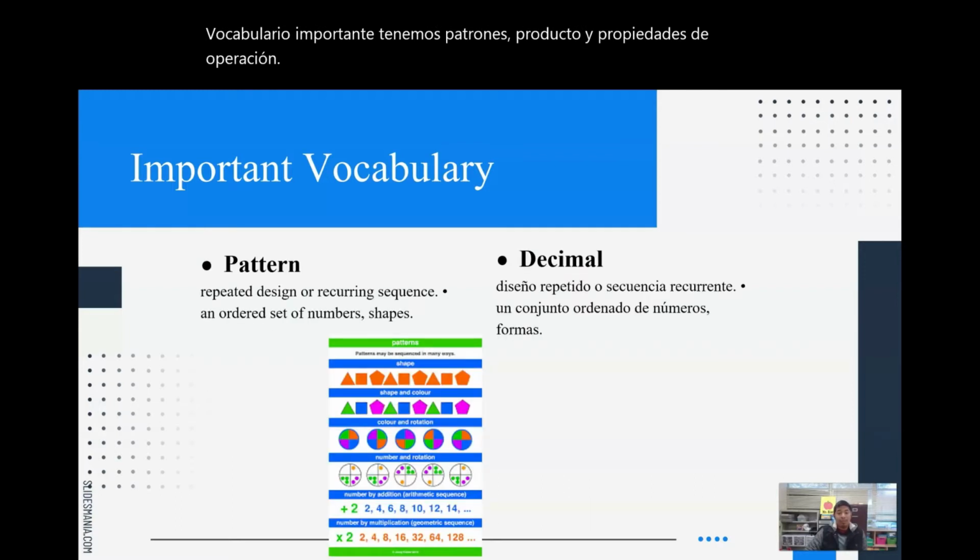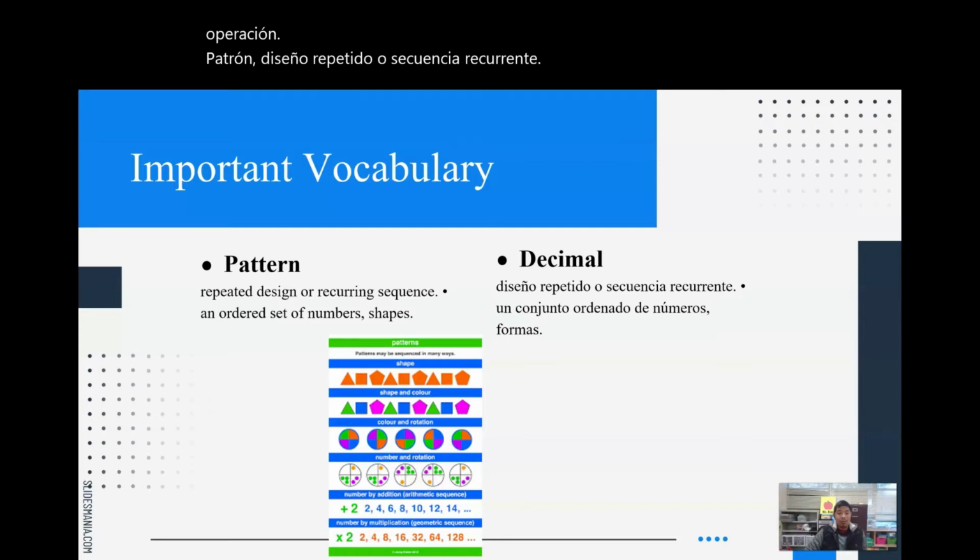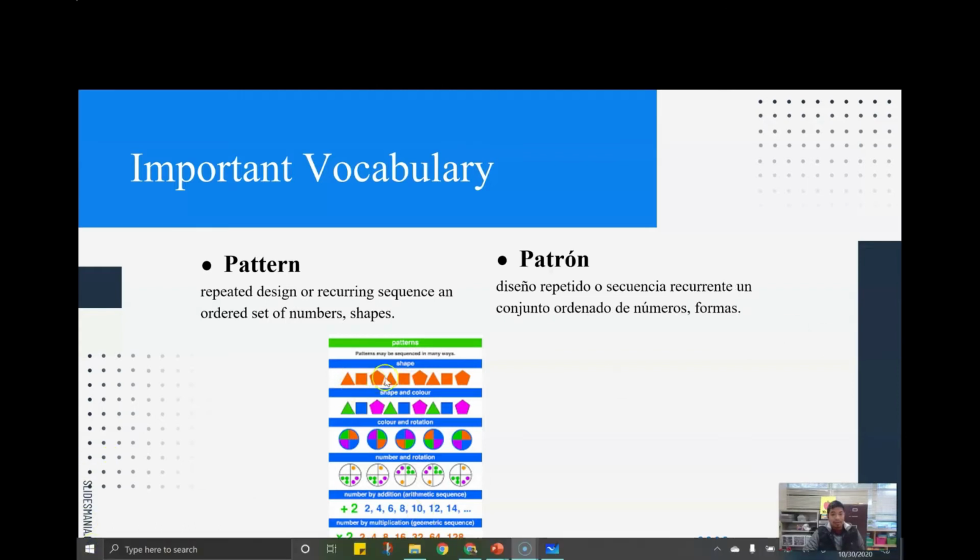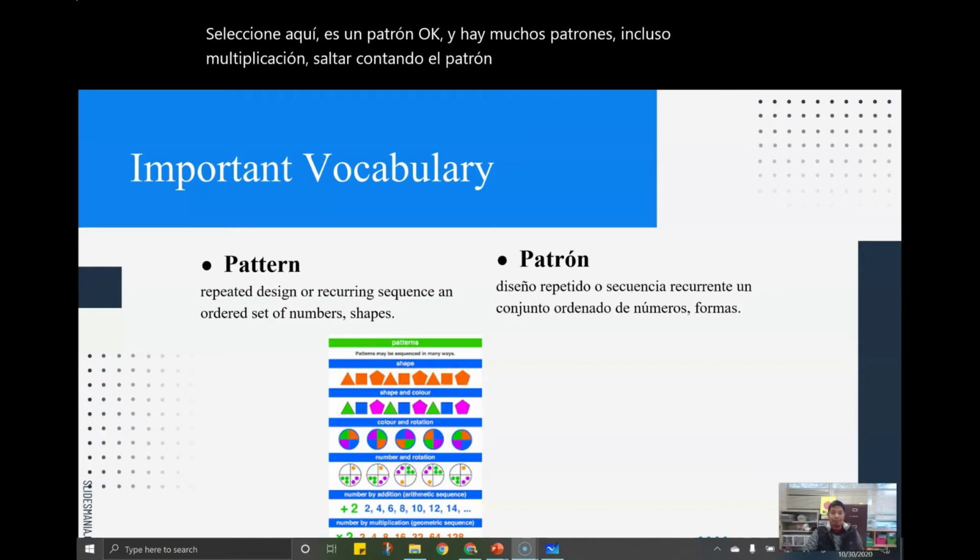Pattern. Repeated design or recurring sequence. An ordered set of numbers or shapes, okay? So a pattern is like this. So like right here, it's a pattern, okay? And there's many patterns, even in multiplication. Skip counting is a pattern. 2, 4, 6, 8, 10, 12, right? That's a pattern.